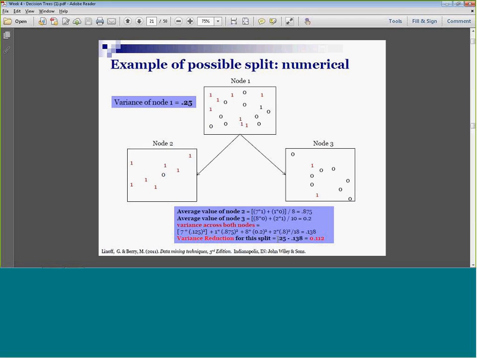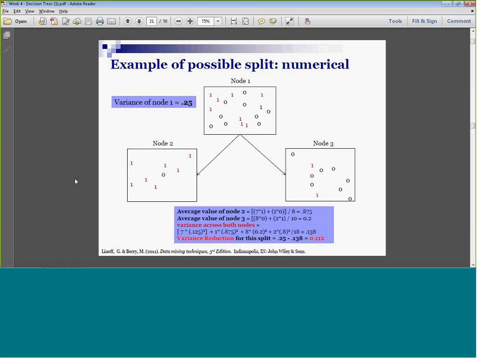And then variance reduction is 0.25, which is what we started with, minus 0.138, which is what our new variance is, added across both nodes. These two numbers are for the left node, node 2. These two are for the right node. And the total is 18 cases. So we've reduced our variance from 0.25 by subtracting the variance we now have. We reduced it by 0.112.